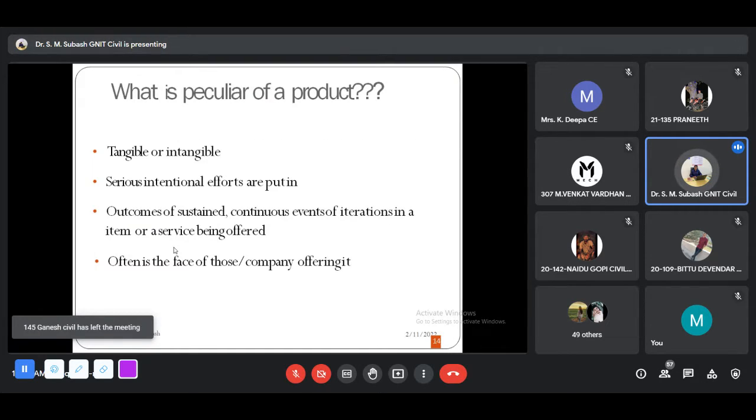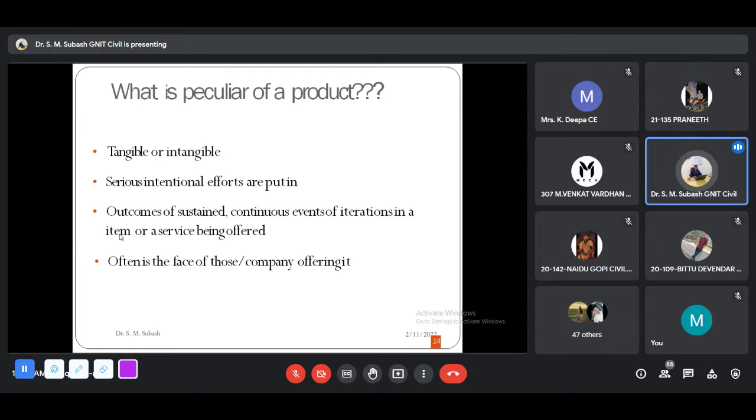And what is the peculiarity of a product? I already told you, tangible or intangible. Tangible is a physical one, like materials, composites, anything. Now there are many competitions being conducted, from ISC toy and everything. Any toys you develop are also a product. Intangible is not a physical one, like the development of apps or anything which is not meant to be touched by anyone.